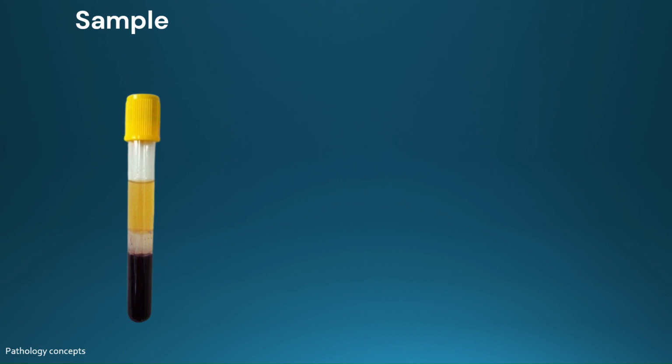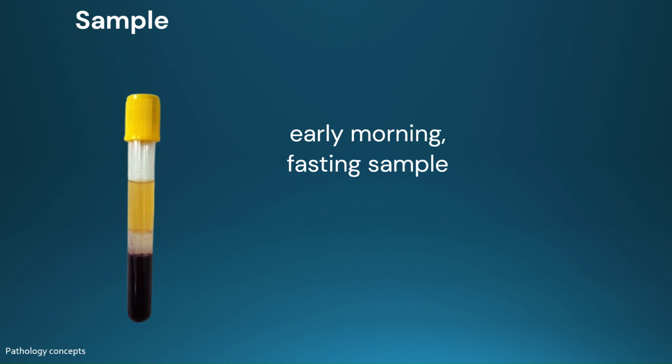Now let's learn about the sampling details for thyroid function test. The required sample is a serum sample. Early morning fasting sample is ideal for TFT. For more accurate interpretation, it is often recommended to perform TFT during the early follicular phase of the menstrual cycle, which typically begins on day 2 or 3 and lasts until around day 14. During this phase, the estrogen levels are relatively low and there is less influence from hormonal fluctuations.